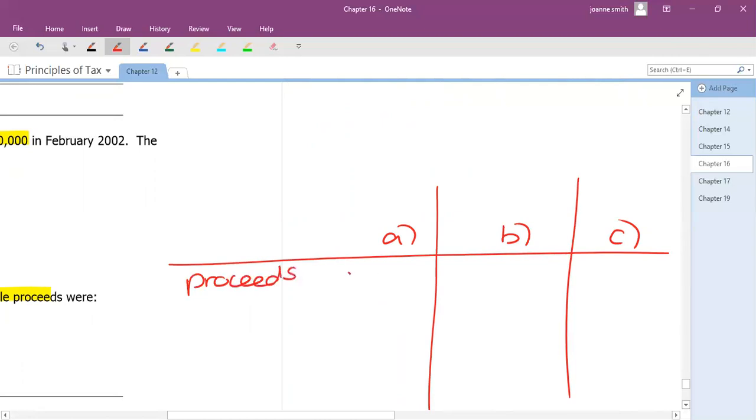So proceeds will be 90, 55 or 48. We've also got a cost, which is 50. So the cost stays the same.